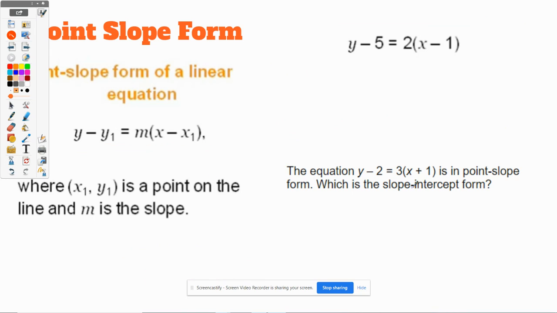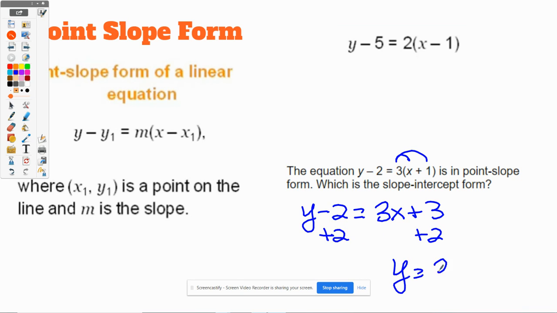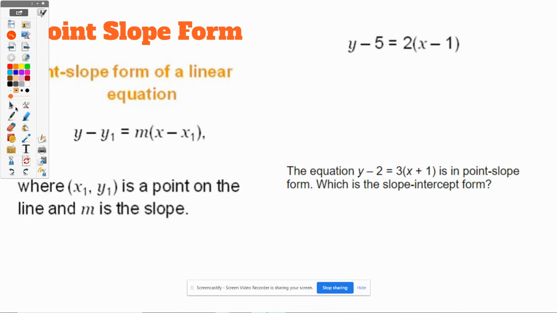Okay, how about this one? What will the slope intercept form of this guy be? Well, y minus 2, we can distribute, is 3x plus 3. Get y all by itself by adding 2, and you get y equals 3x plus 5. So the y-intercept would be the point (0, 5), and the slope would be 3, and you could easily graph it.